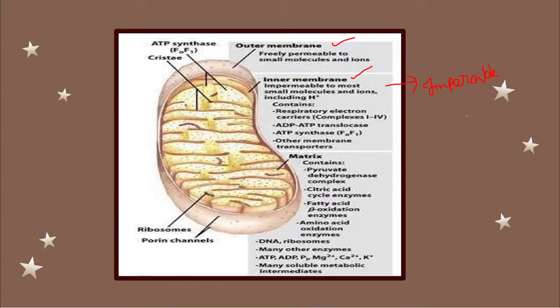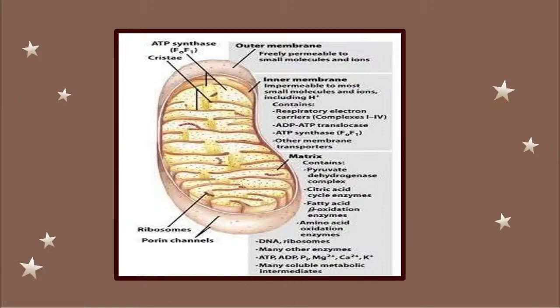Friends, highly impermeable in such a way that it never allows small molecules, it never allows small ions, and most importantly, very importantly, even the inner membrane of mitochondria never ever allows the H plus ions. This is a very important point, friends. The outer membrane allows everything, friends, but the inner membrane is not allowing anything, including the small molecules, small ions, as well as the H plus ions.